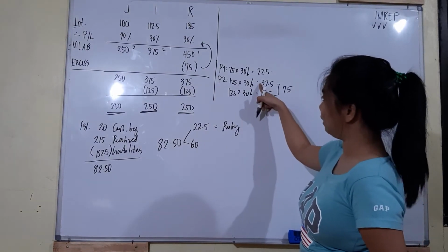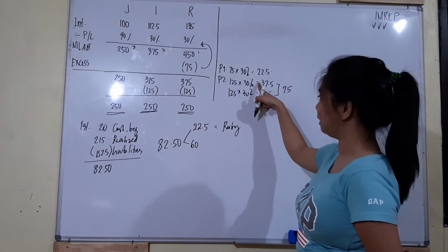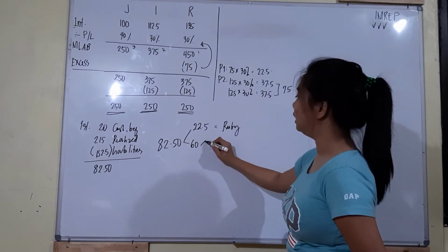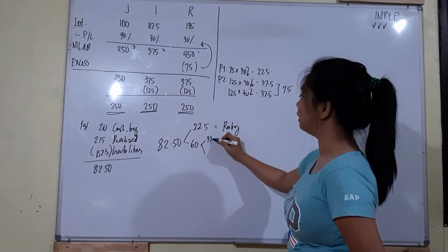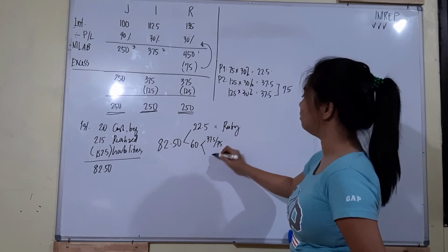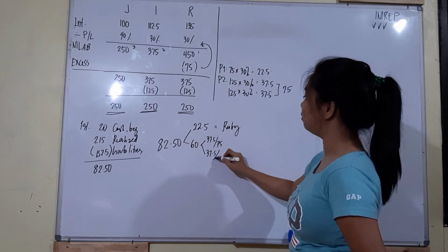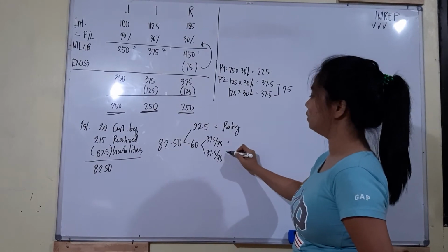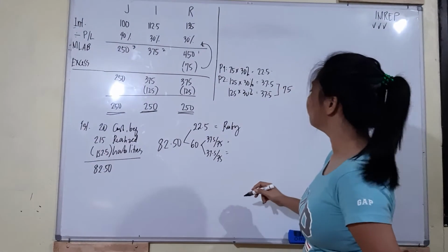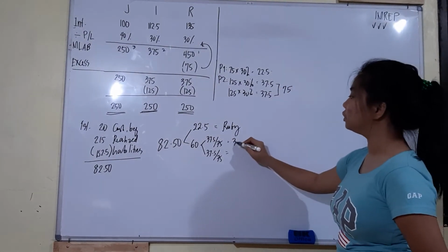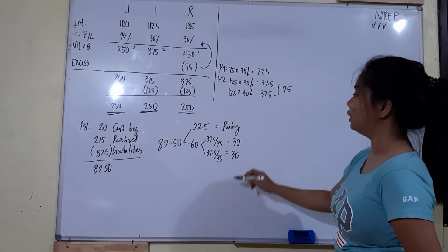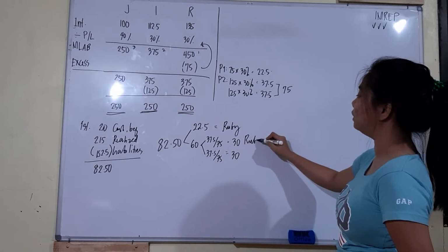Dahil pareho silang 30%. Okay? Or ito na lang gamit natin, 37.5 and 37.5. Hatiin natin sa dalawa. We have 37.5 over 75. So, this will become 30 and 30. So, hindi na natin ilagay kay Ruby.